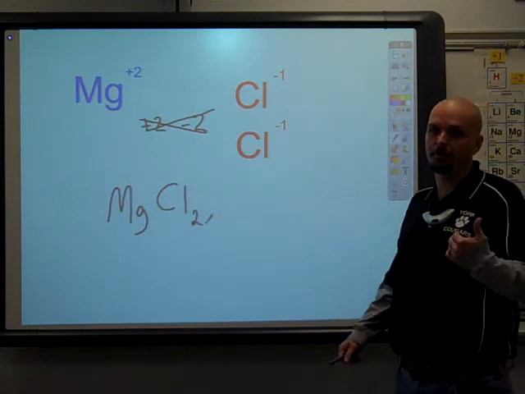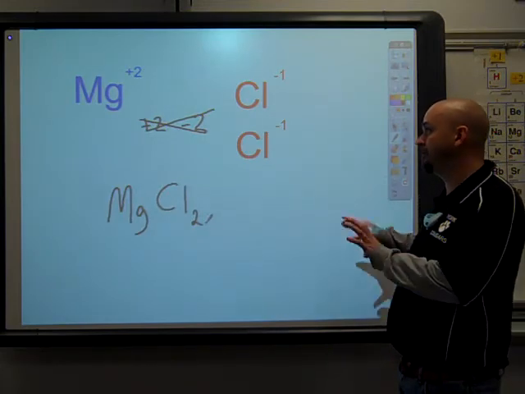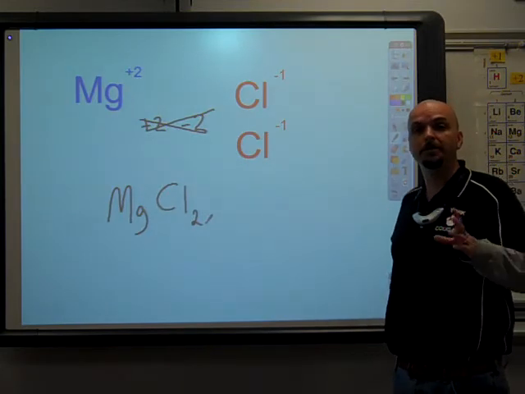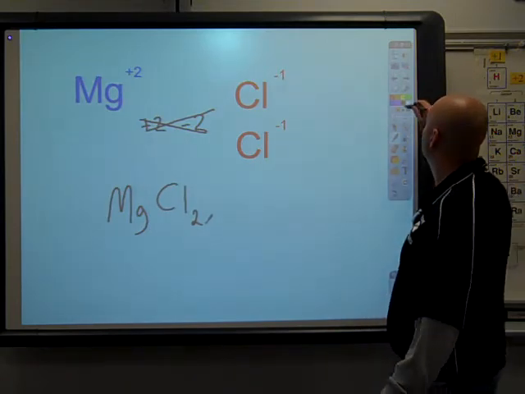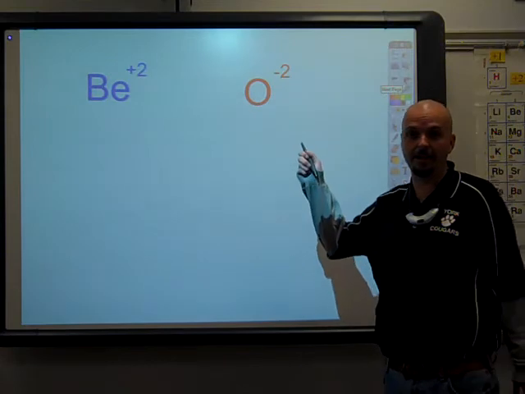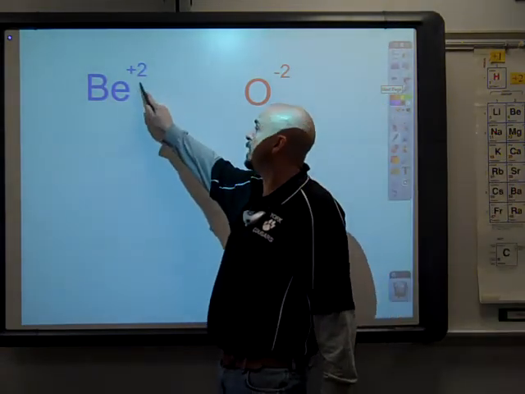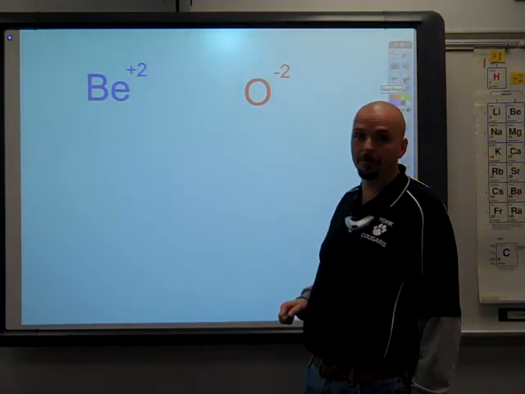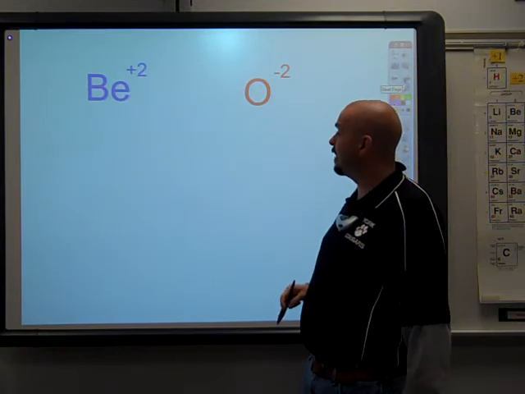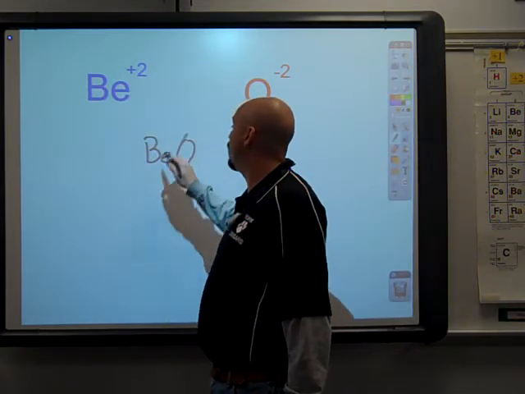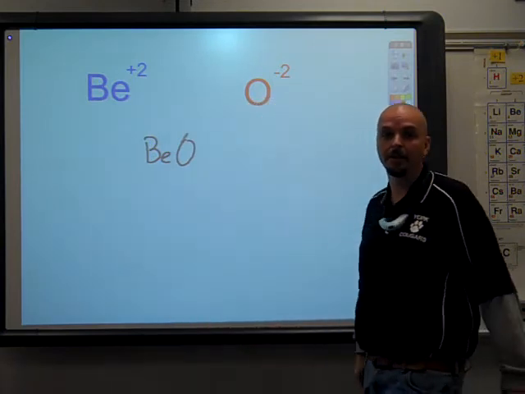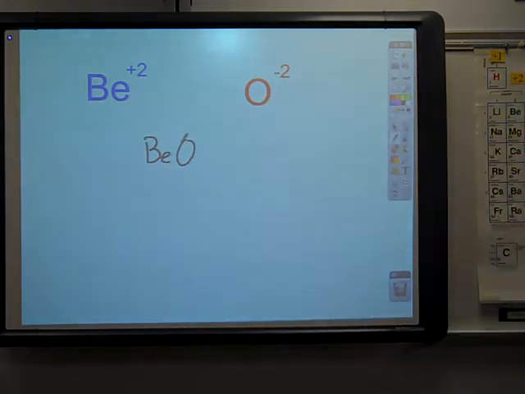In physical science, you will not have to worry about anything more than this. +1s and -2s, or +2s and -1s. In some cases they'll naturally cancel out like they do here. Beryllium is a +2, oxygen is a -2. When they cancel out like this, you just write down the symbols. Again, the metal is always first. BeO.